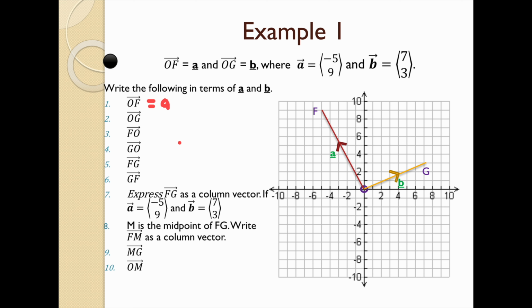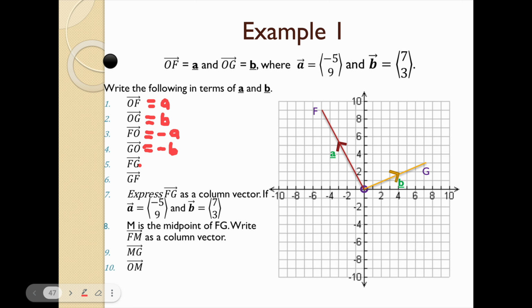So what do you think OG is? B. Correct. OG is B. So FO now. Very interesting. Remember last time we said that we have inverse vectors. So if OF is A, what is FO? Minus A. Excellent. Minus A. So if FO is minus A, what is GO? Minus B. Minus B. All right.